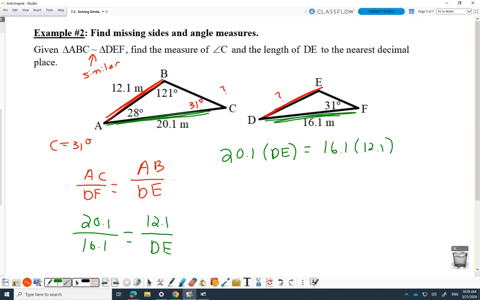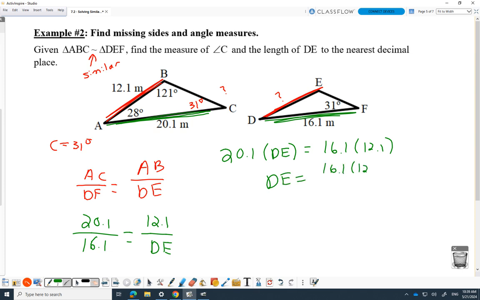Now me personally, I don't multiply out those two things to get another number. I have trust in my calculator. 20.1 over 16.1, 12.1 over DE. Oh, sorry, we're not doing degrees. Look at how unfortunate that is. 12.1, 121 degrees. Easy to get confused between the two. Good, thank you. And then I personally do this, but you can multiply those if you want.